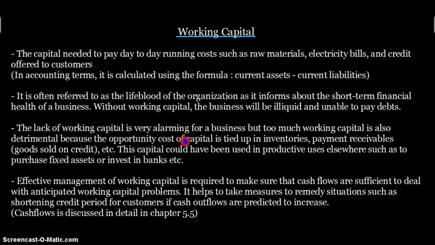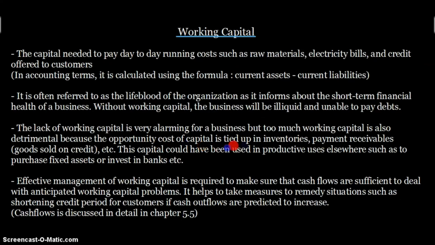Now, the lack of working capital is very alarming for a business, as we discussed earlier, but too much working capital is also detrimental. Now we wonder, why will we have problems with having so much cash in hand? It is because of the opportunity cost. We talked about opportunity cost in unit 1, chapter 1: it is the cost of the benefits of that particular thing which is lost, the other alternative option that is lost.